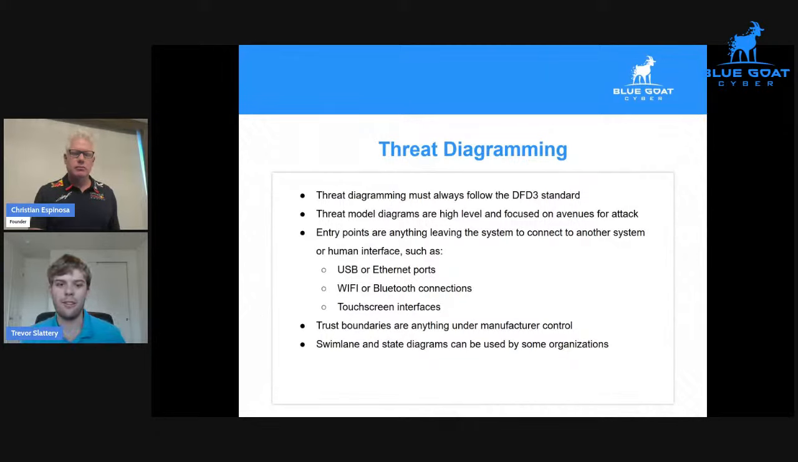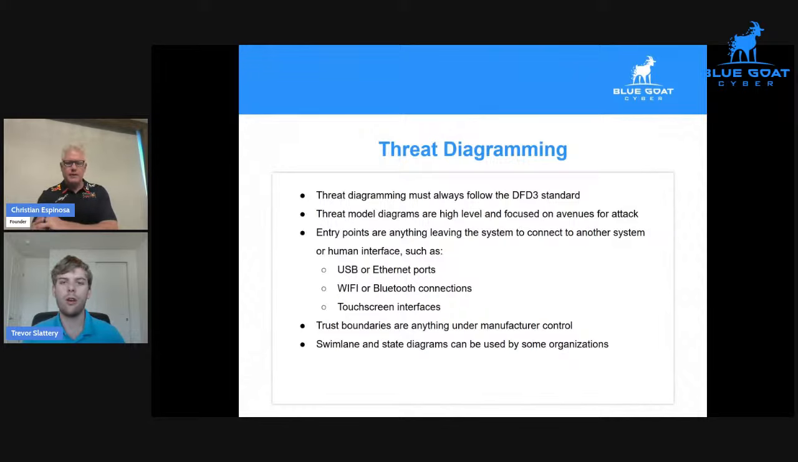All right. Threat model diagrams are meant to be a little bit more high level. They're focused on the avenues for attack more so than trying to be a perfect representation of the system. Of course, we want them to be very accurate. We want it to reflect every component of the system. We want it to reflect those connections and their purpose. But we are not concerned necessarily about getting into the nitty-gritty details on the inside of the machine.